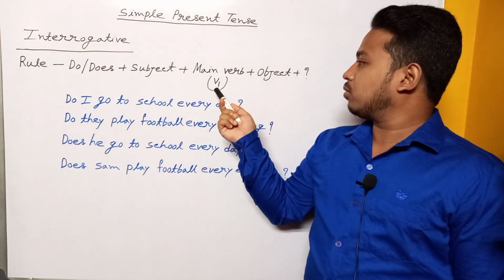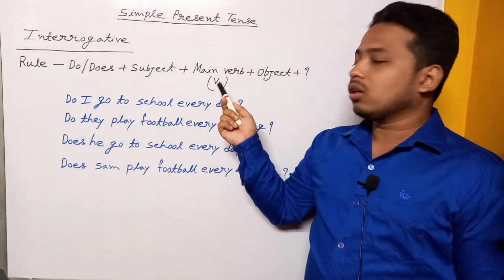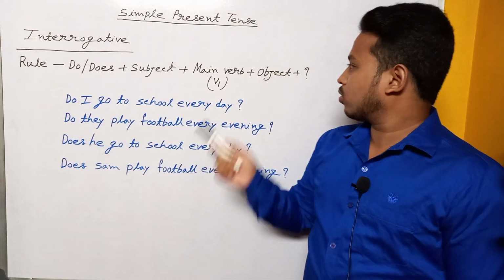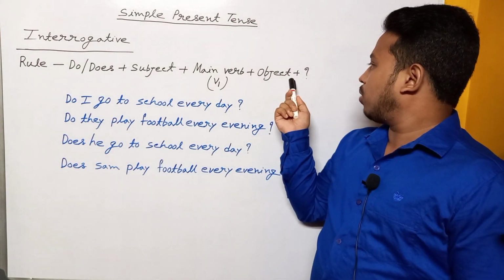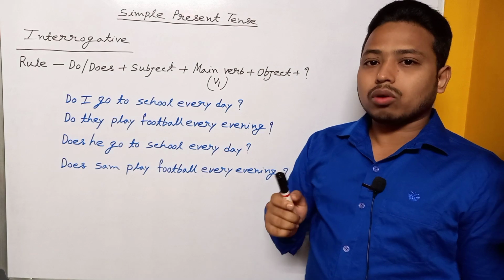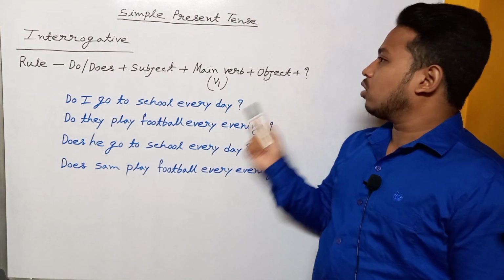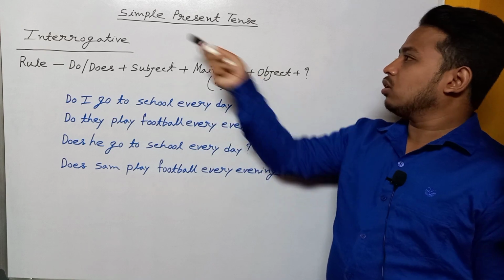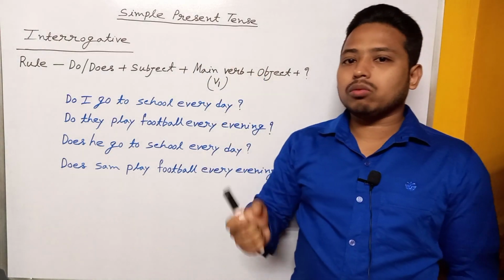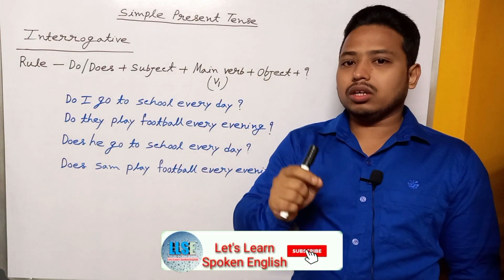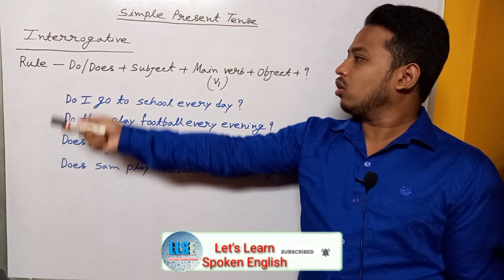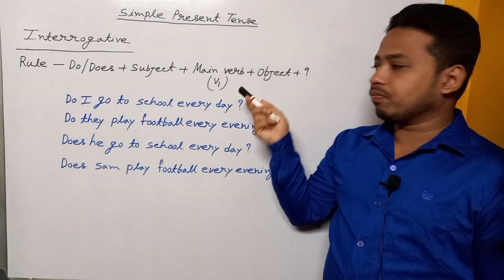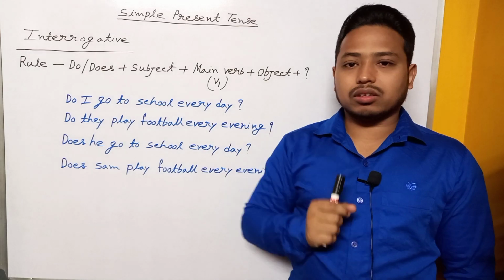Plus main verb V1, which means verb first form, plus object plus question mark. Last of all, I write a question mark for interrogative. So this is the interrogative rule of simple present tense. When we want to make an interrogative sentence in simple present tense, we will follow the rule. So let's see the sentences.